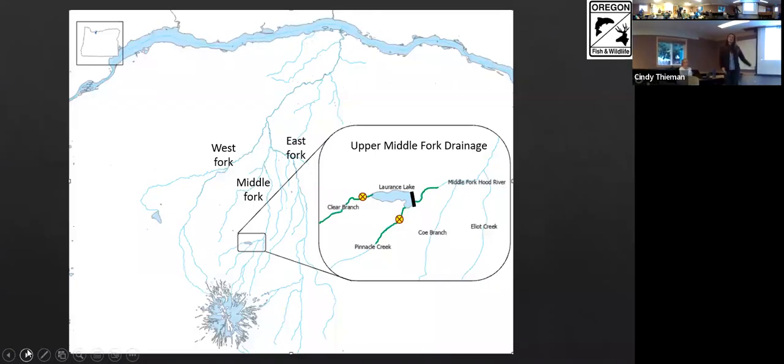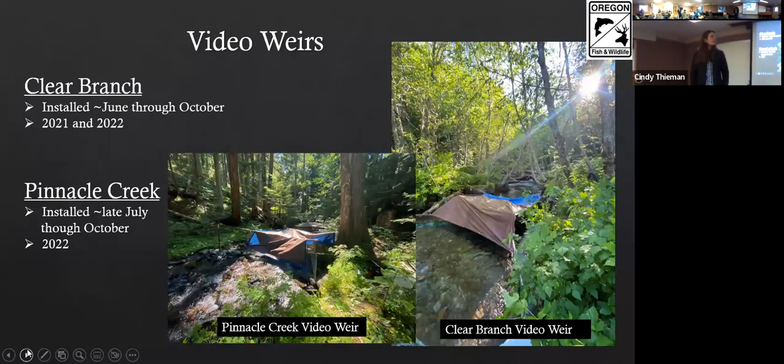So then back to our upper Middle Fork drainage and looking at the area above Laurance Lake and tributaries to Laurance Lake. These two yellow symbols just illustrate where we deployed video weir stations. So we ultimately had two of them out, one low down on Clear Branch and one relatively low in the system on Pinnacle.